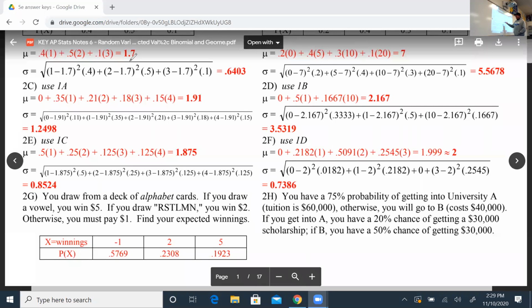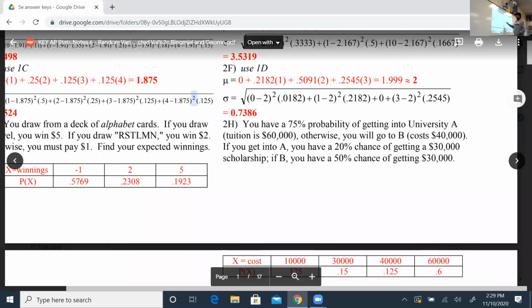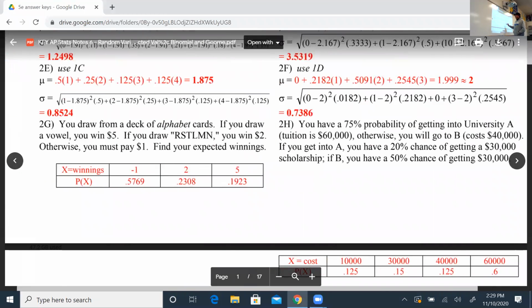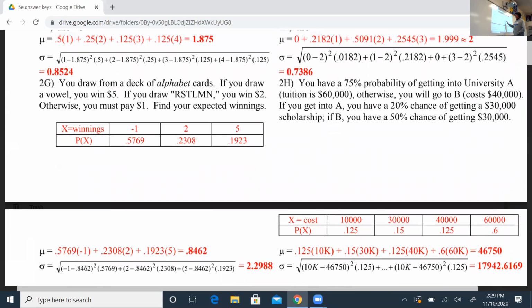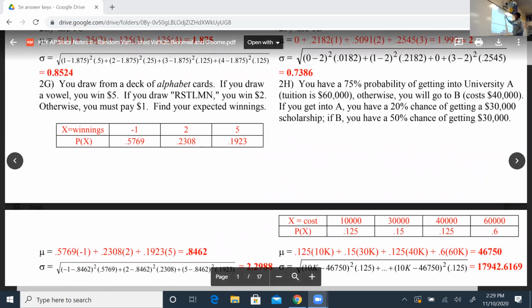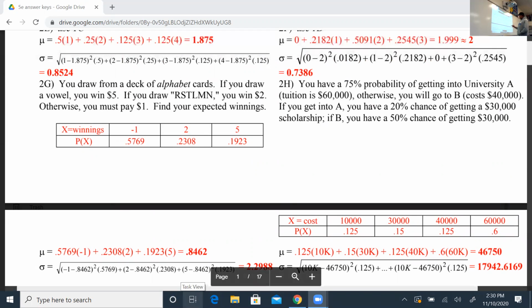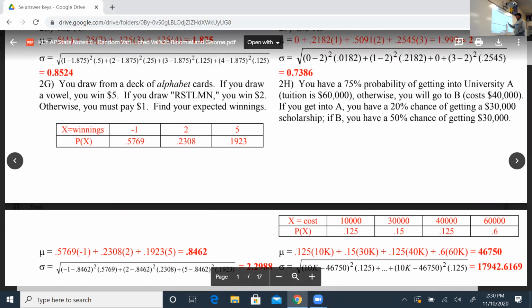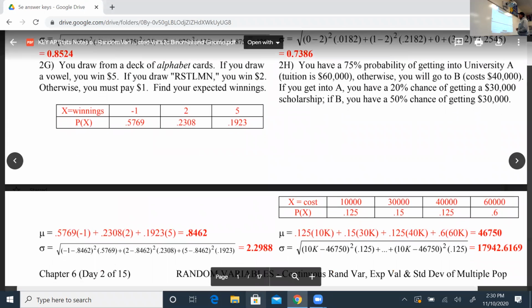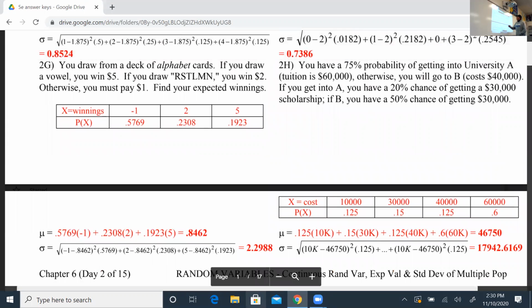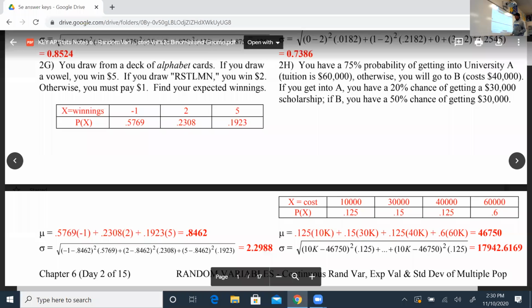Okay, so let me do G and H. There we go. I'll do G and H. All right, so let's give it a shot here. Last couple in this chapter, this lesson.